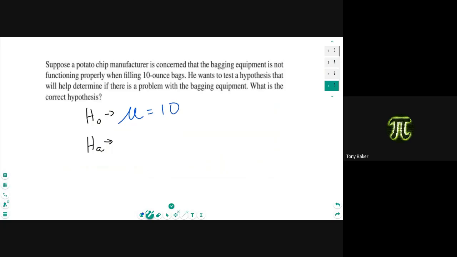We want to test the claim that there's a problem with the bagging equipment. If there was something wrong with the bagging equipment, what would happen? Okay, so we have three options: less than, greater than, or not equal to. So which one of those three? If it could be either or, that means it's just not going to be 10. So my alternate hypothesis is the mean does not equal 10, because that means it can go either direction. If it's filling up the bags too much or too little, both of those would be a problem.